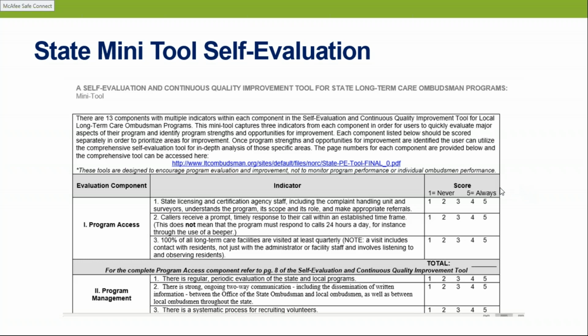Okay. Well, I wanted to start off by saying that when I looked at the comprehensive self-evaluation tool the first time, I was totally panicked and I avoided it. I was so glad when the mini tool was developed and promoted to me as a state ombudsman, because a 4-page tool is just a lot more tolerable to me, and I was willing to dive in and finally do it.